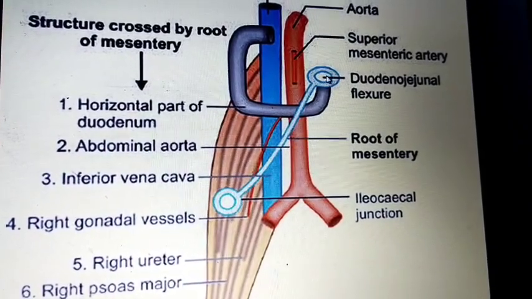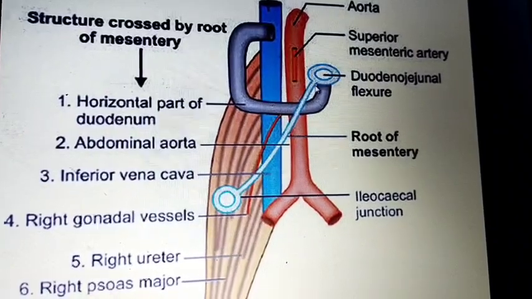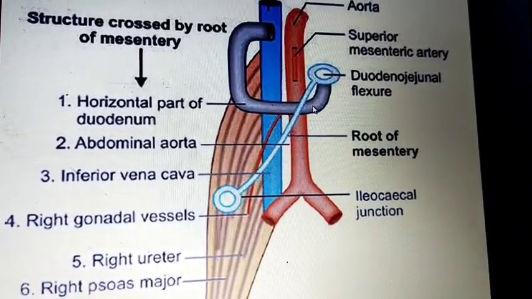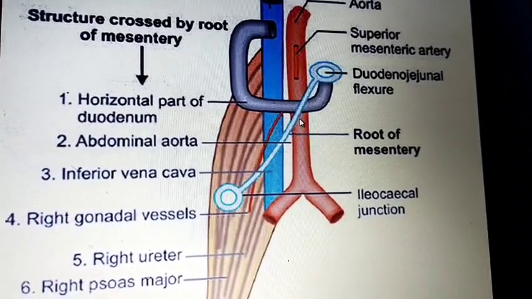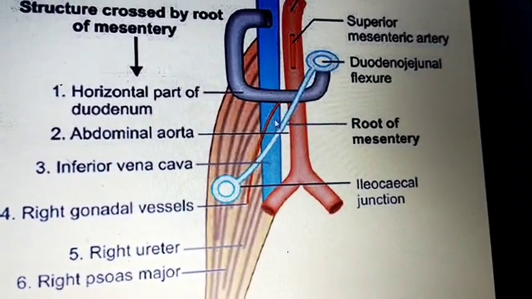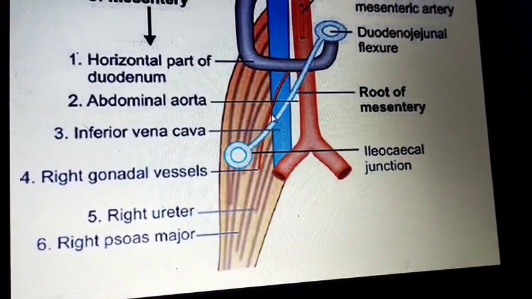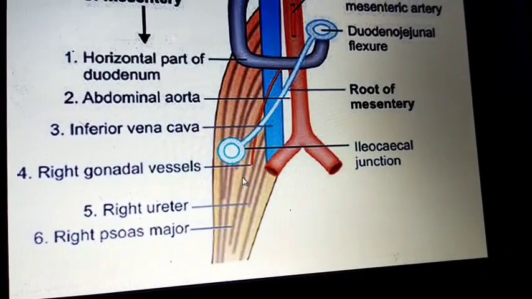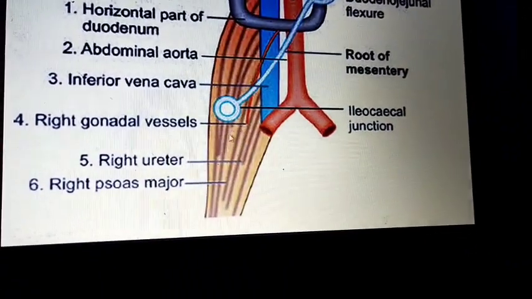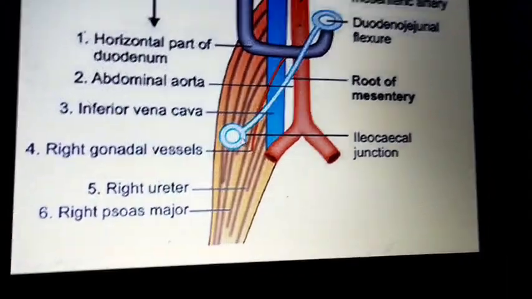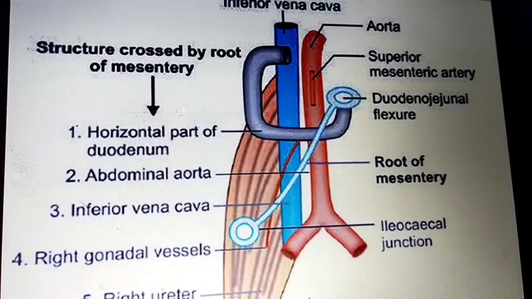Okay, and which structures are crossed by the root of the mesentery? First one is the third part of the duodenum, or horizontal part of the duodenum. Then this is the aorta. Then this is the inferior vena cava. Then this is the gonadal vessel. Then this is the psoas major muscle. Then the ileocecal junction. Okay, these are the structures crossed by the root of the mesentery.